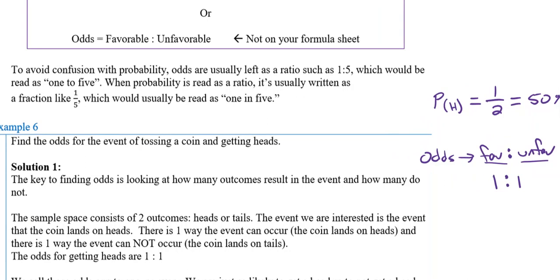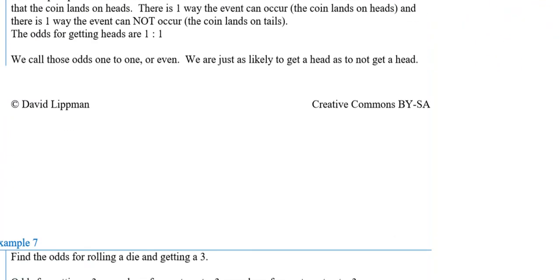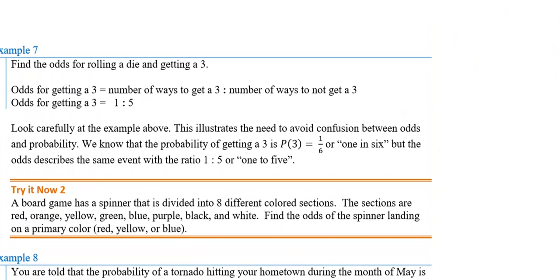Okay, so now that we know that, we can do some other questions. Let's say find the odds of rolling a die and getting a 3. The odds of getting a 3 is equal to the number of ways of getting a 3, dot dot, the number of ways to not get a 3. There's one way to get a 3, just getting that 3 on the die. And then dot dot, the other ones are all of the other numbers you could get: a 1, a 2, a 4, a 5, a 6.